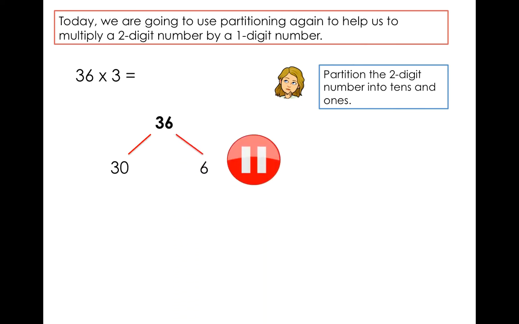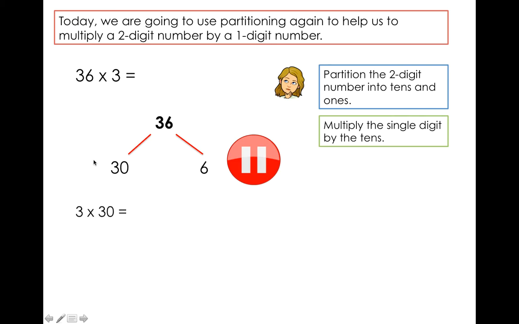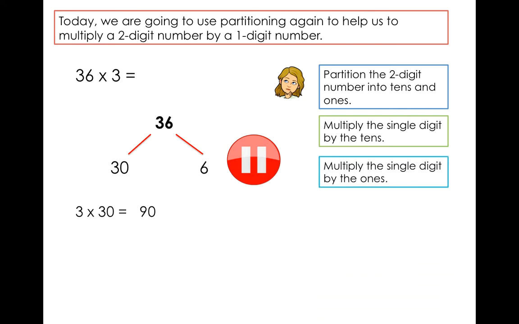Okay, now I would like you to pause the video and have a go at the next few steps of the multiplication method that we're using. Brilliant. How did you get on? Did you multiply the single digit 3 by the tens? You should have done 3 times 30 and got the answer 90 because you did 3 times 3, then multiplied your answer by 10. And then you should have done 3 times 6 and got the answer 18.